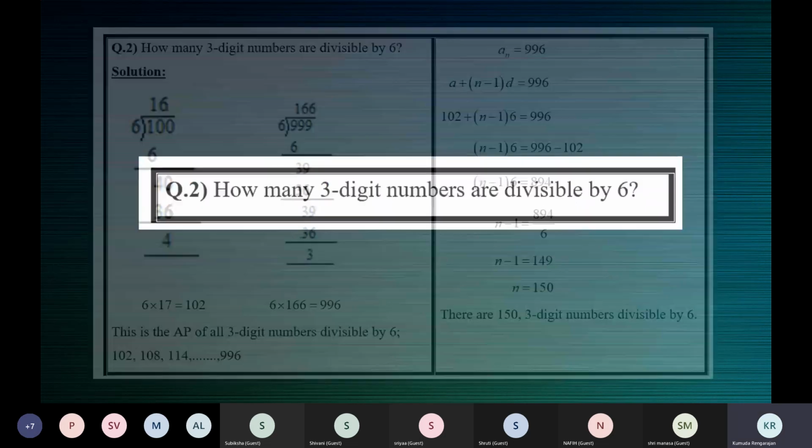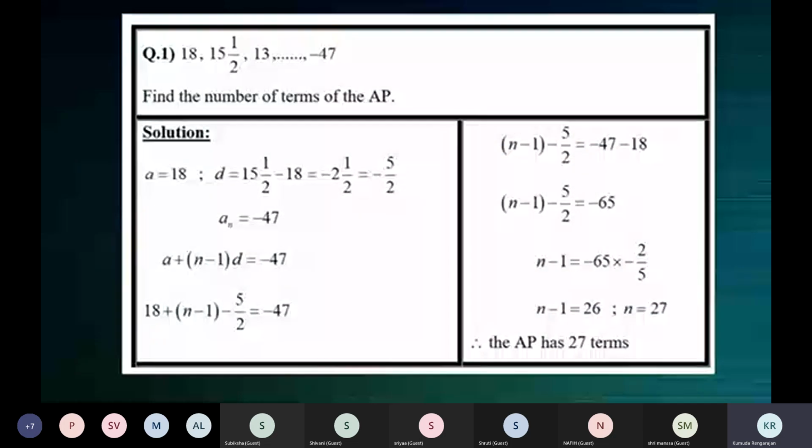I've given you 4 questions as homework. You can check your answers. Who's completed? 4 questions were given as homework. Correct? Yes, ma'am. Let me unshare my screen and ask you.